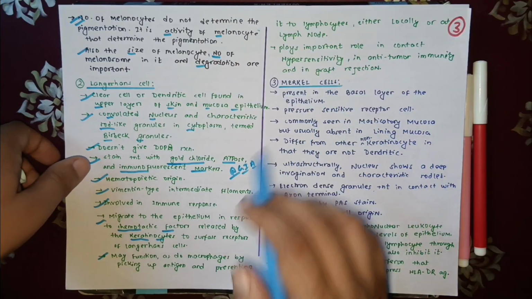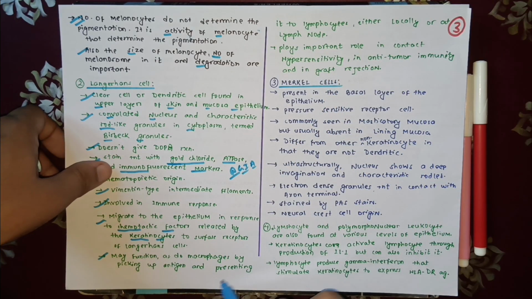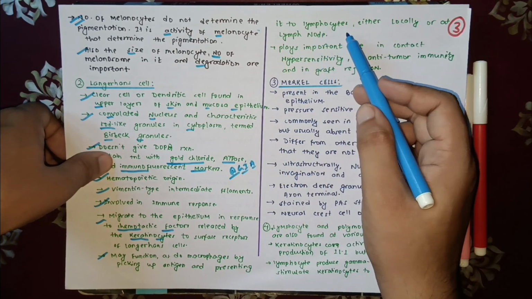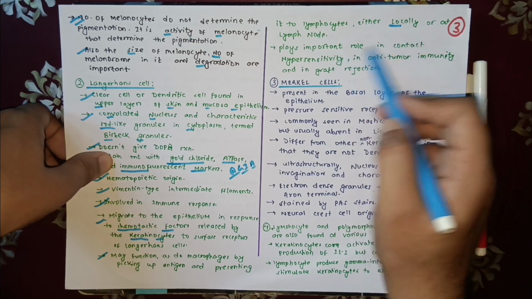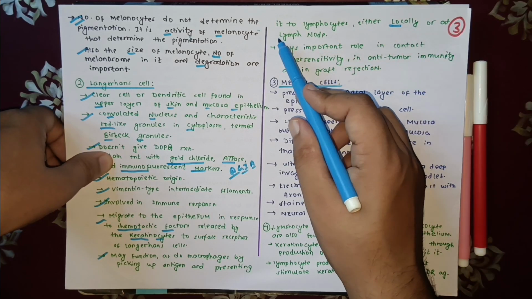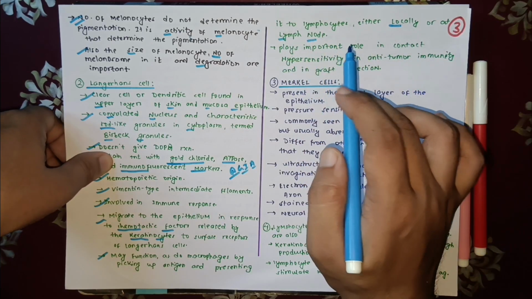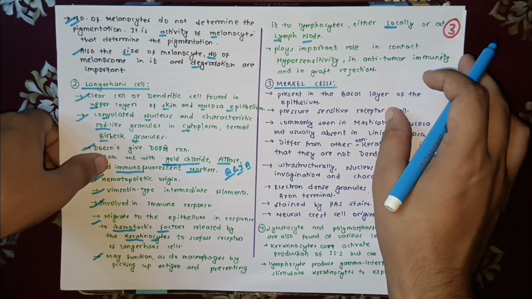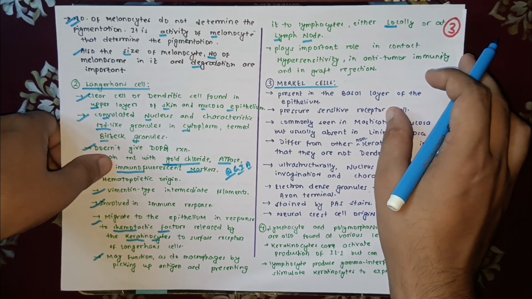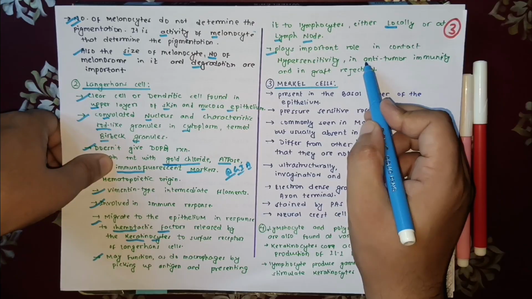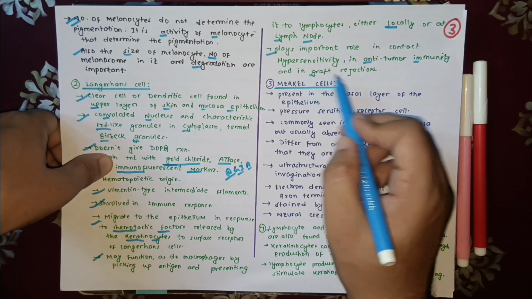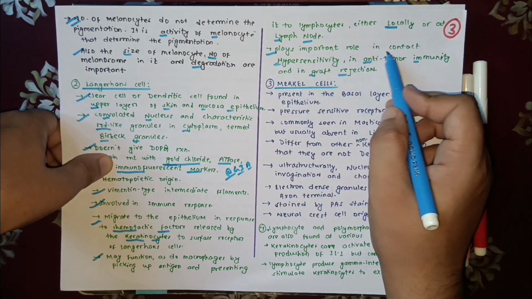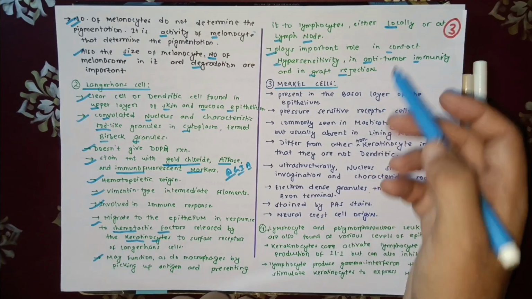So what they do is pick the antigen and present it to the lymphocyte either locally or at the lymph nodes. That is the main function of the Langerhans cell. After that, they play an important role in contact hypersensitivity, anti-tumor immunity, and graft rejection. These are mostly general pathology, but you can remember this.